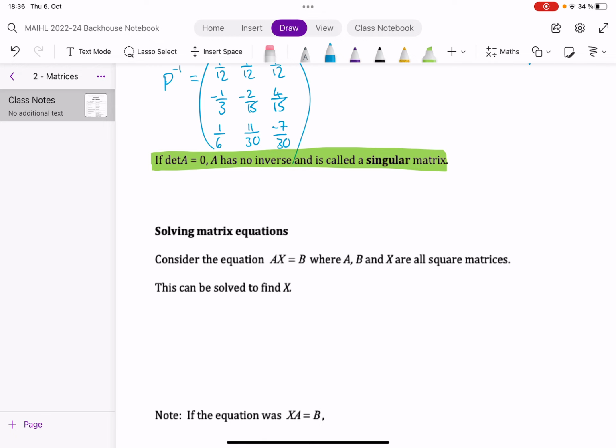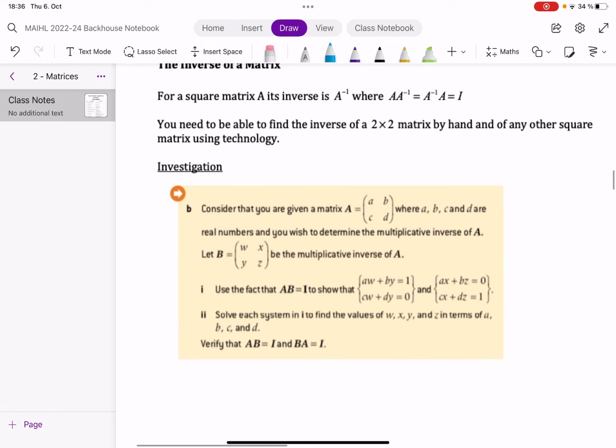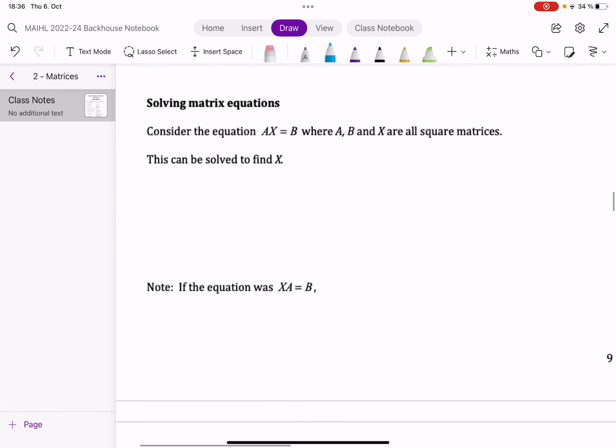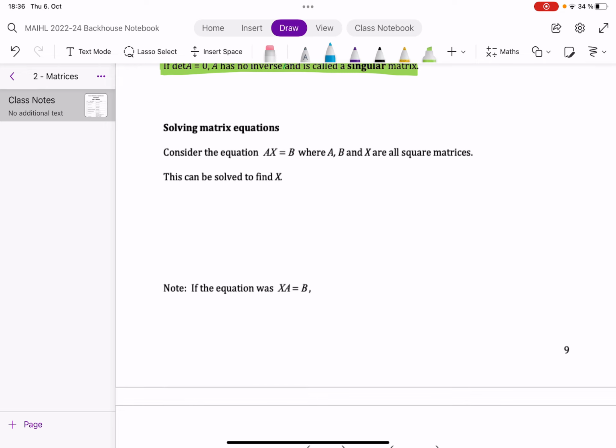Okay, so the main reason at the moment while we are building up to these inverse matrices is so that we can solve some matrix equations. Now, there will be some similarities with solving matrix equations when you compare it to just solving regular linear equations, but there will also be some differences. And the main differences come from the fact that matrix algebra is not commutative, so the order is very important.